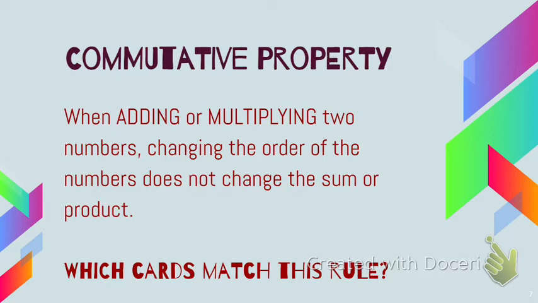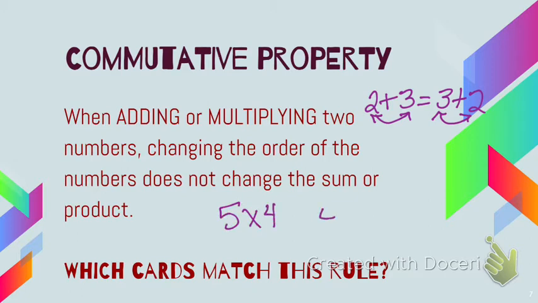All right, so let's write this down. When adding or multiplying two numbers, changing the order of the numbers does not change the sum or the product. A couple of examples of what this looks like: 2 plus 3 is the same thing as 3 plus 2. Those numbers can move in their order, right? They switch the order. Or 5 times 4 is the same thing as 4 times 5. The numbers switch places, and it does not change the answer.